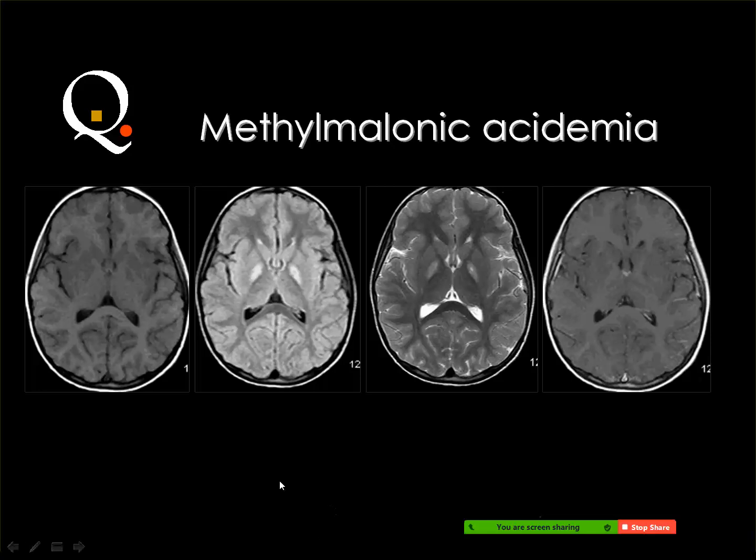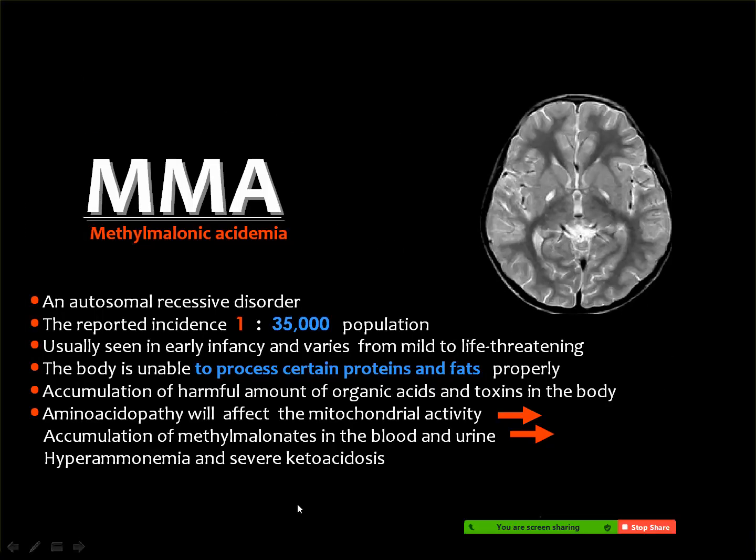Hypoglycemia? No, this is methylmalonic acidemia. Methylmalonic acidemia, and this is also in the third part of the white matter diseases. It is an autosomal recessive disorder, and the body is unable to process certain proteins and fat, leading to the accumulation of harmful amounts of organic acids and toxins in the body. And this will cause amino acidopathy that will affect the mitochondrial activity.